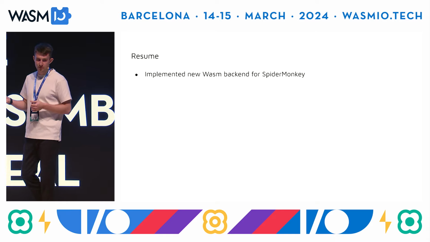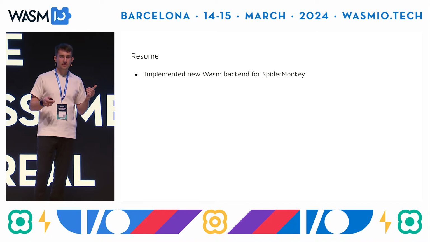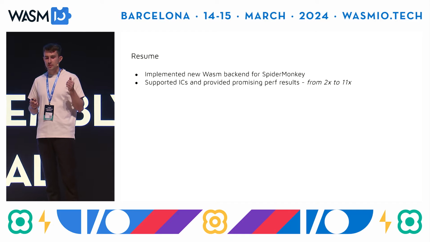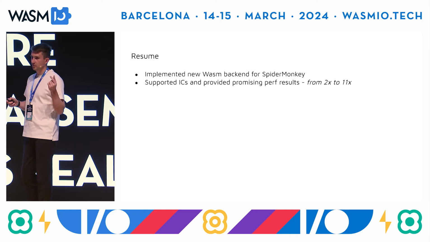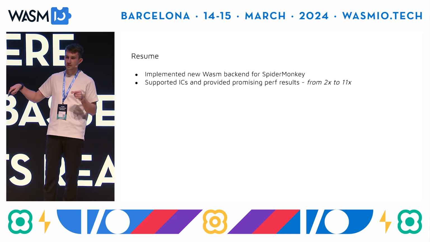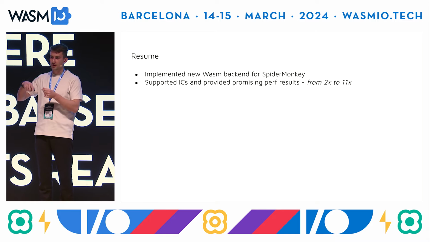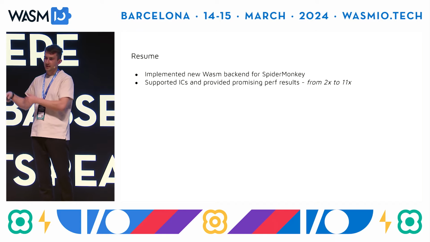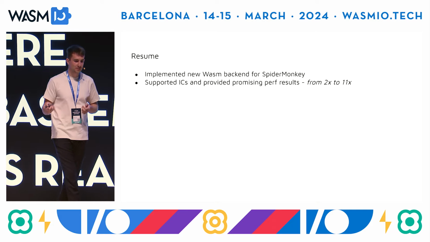Okay, and that's a short resume of what we've done. So we implemented a new Wasm backend for SpiderMonkey. We supported ICs and provided promising perf results from 2x to 11x. So why from 2x, not from like 1x? Even for a simple console.log hello world application, you are still doing a lookup, like console.log. You are finding the log object, and this is done through the CacheIR, and so we are fast at it.